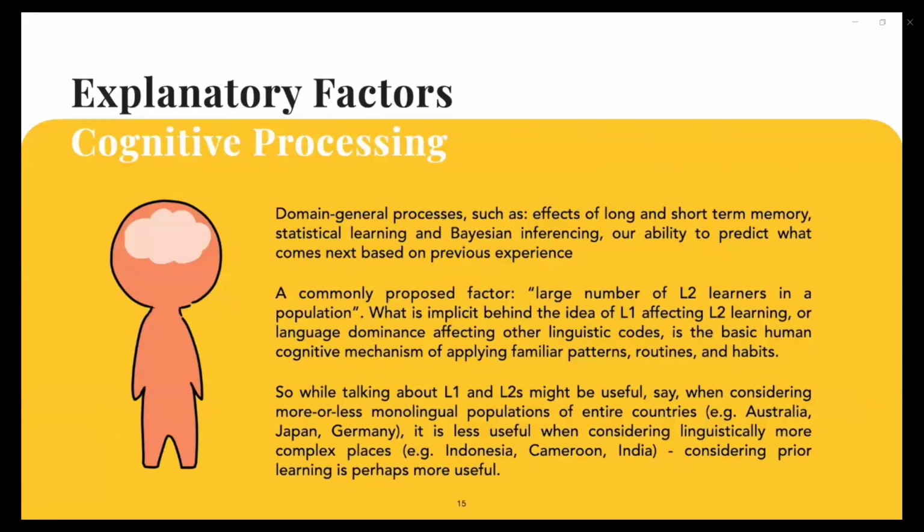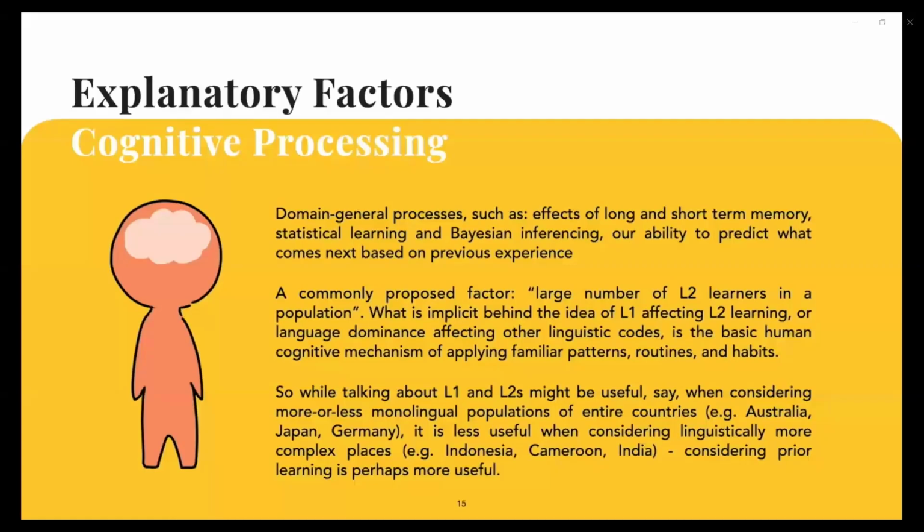So just to clarify, these are factors that have been proposed in academic research as being consequential for language change broadly, including language contact outcomes. So at this first level, the cognitive processing refers to domain general processes. So what our brains do, basically. So things like the effects of long and short-term memory, the fact that we're statistical learners, that we use Bayesian inferencing in our day-to-day lives. We have the ability to predict what comes next based on our previous experience. So these kinds of superpowers that we have.